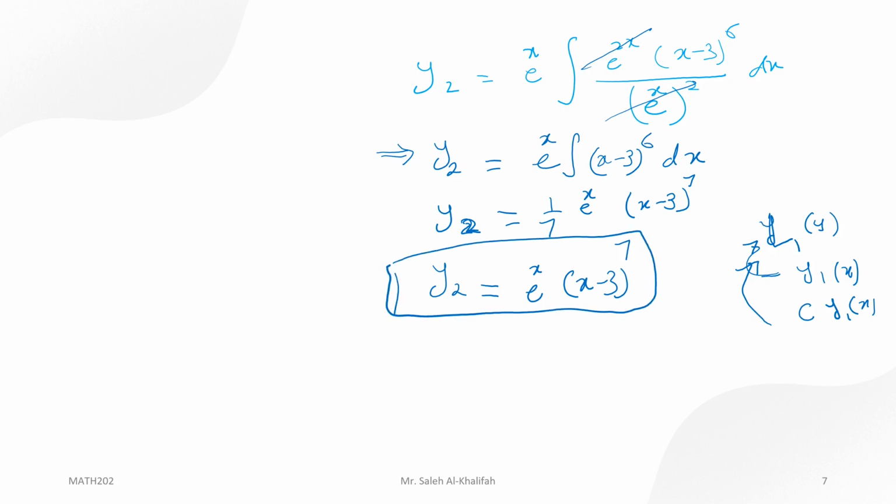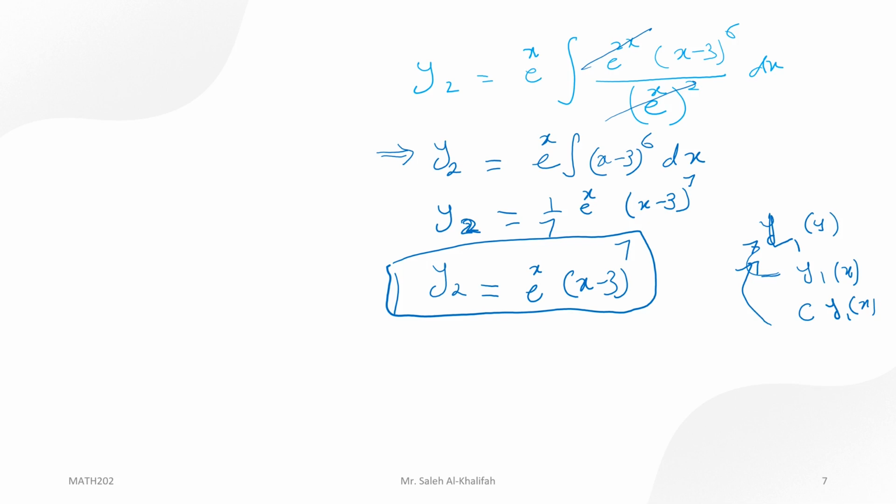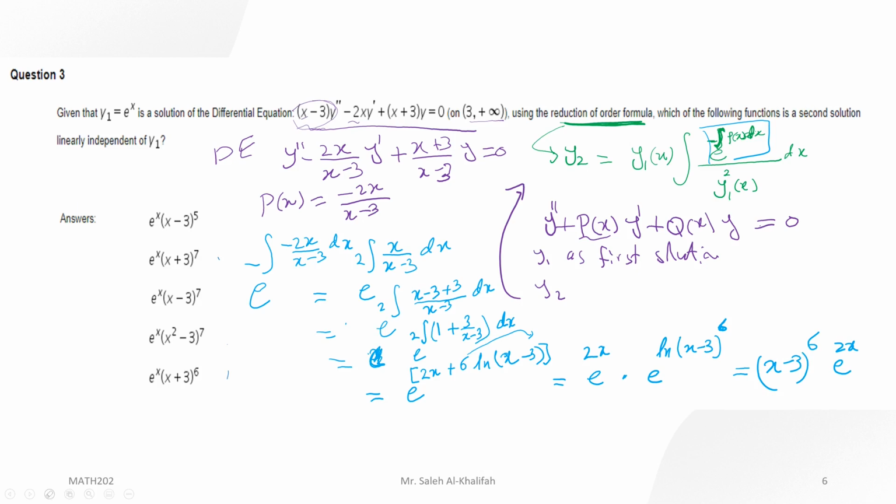Constant ما راح يأثر. لأنه إذا عوضت بالمعادلة، y double prime راح تحتوي على 1 over 7 something، بعدين plus y prime راح يكون 1 over 7 something، بعدين plus y اللي هو راح يكون 1 over 7، بعدين الـ y equal to 0 فالـ 1 over 7 راح يتكنسل يعني ما راح يأثر. So any constant different from 0 will not affect our solution, تمام. معناته the second solution is e to the x multiplied by x minus 3 to the 7th power. طيب الآن هذا السولوشن نرجع للخيارات. So the answer is C. This is the answer.